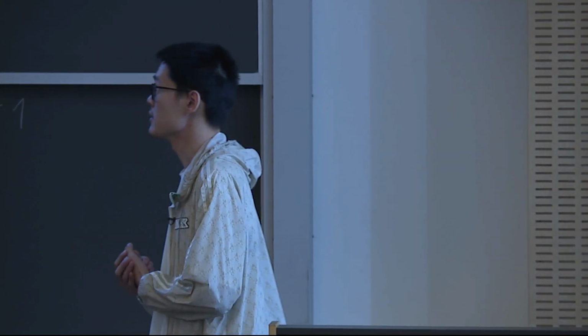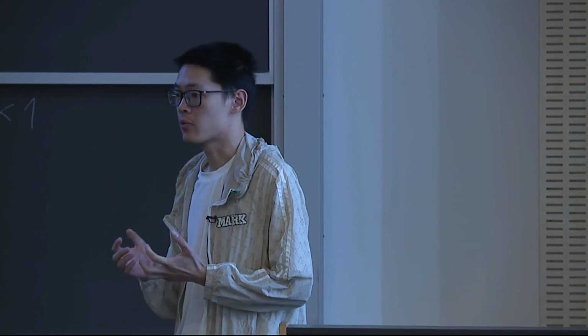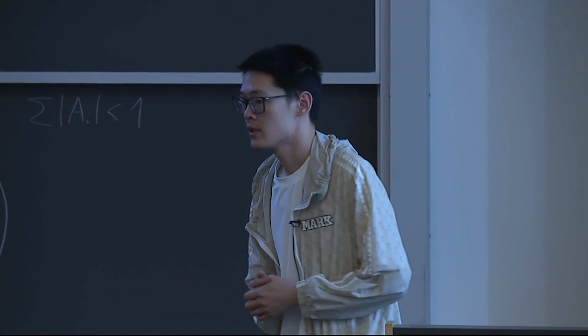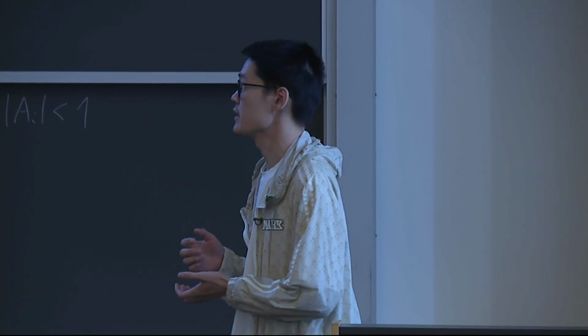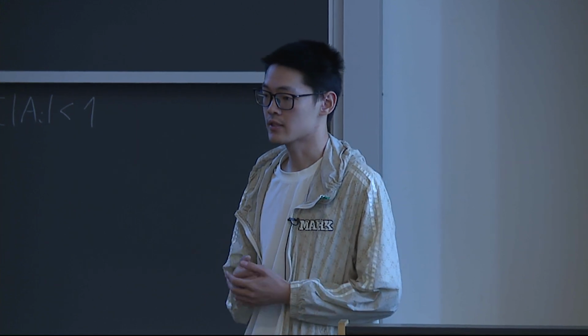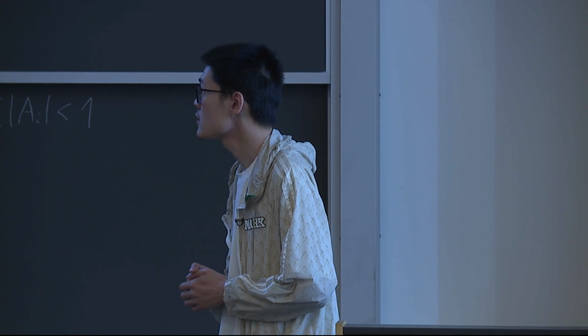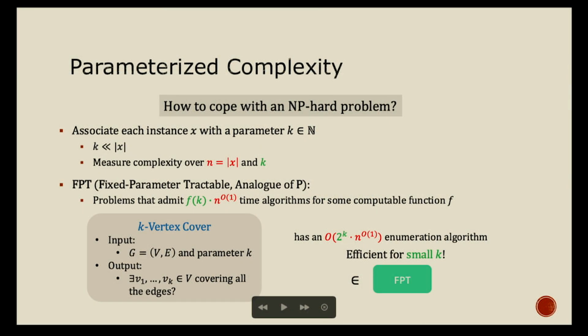Okay. So first of all, why do we study parameterized complexity? One reason is that it's a way to cope with NP-hard problems. Given a problem, we associate each instance x with an integer parameter k. K is typically much smaller than the input size, and then the time complexity is measured as a function of both n, the input size, and k. We say a problem is in FPT if it admits an f(k) times polynomial time algorithm for some computable function f. Here f could be arbitrarily large, like 2 to the k.